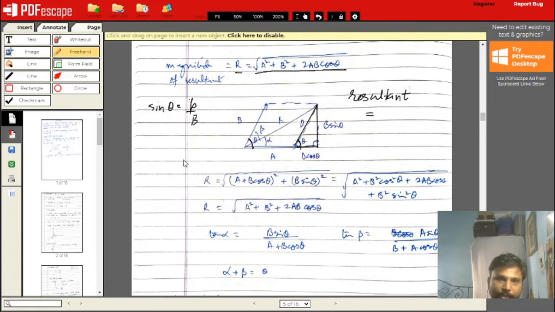So if we take B across, B sin theta is equal to the perpendicular. This is B sin theta, and let's say this is the base. Base upon hypotenuse is cos theta. So the base becomes B cos theta.